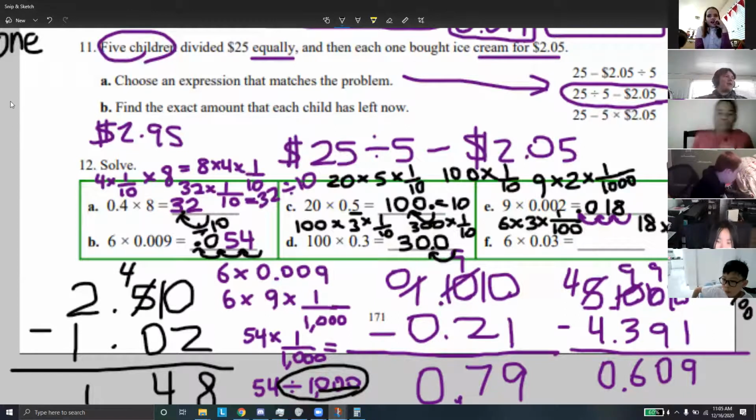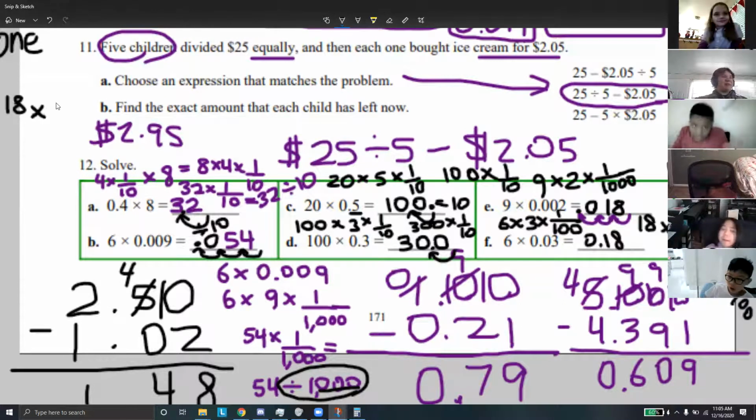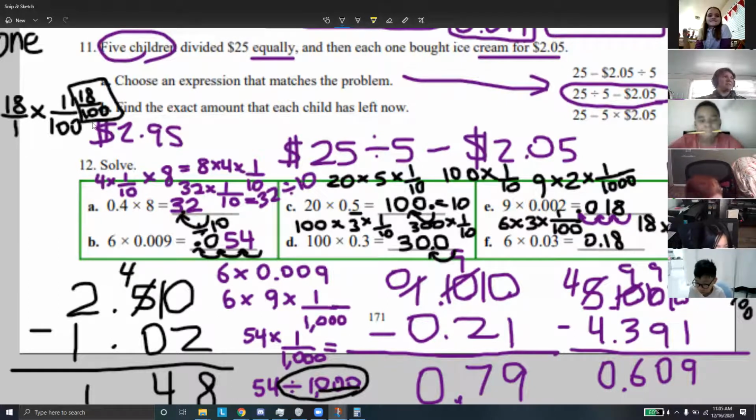If I were to write out... 18. That's absolutely correct. The reason is because if I do 18 times 1 over 100 and I write it out like I'm going to do it, I would do 18 over 1. 18 times 1 is 18. 1 times 100 is 100. So 18 times 1 over 100 is 18 over 100. You guys see that? Or 18 divided by 100. That's what a fraction is. A fraction is the top number divided by the bottom number.